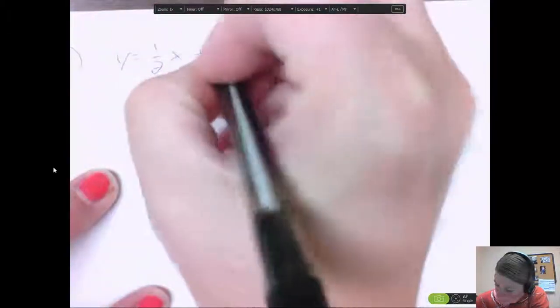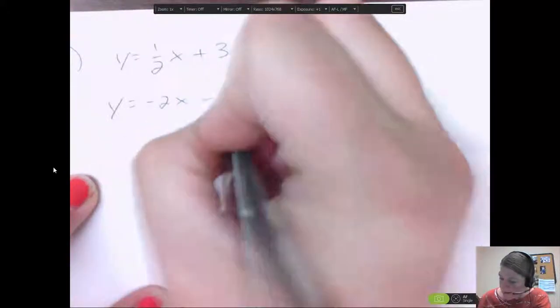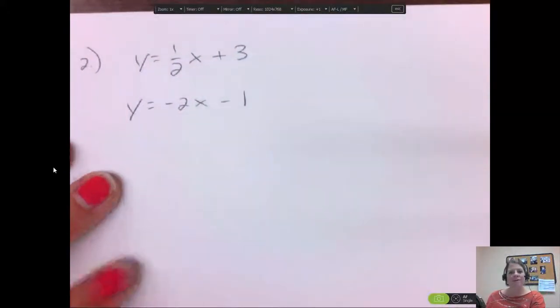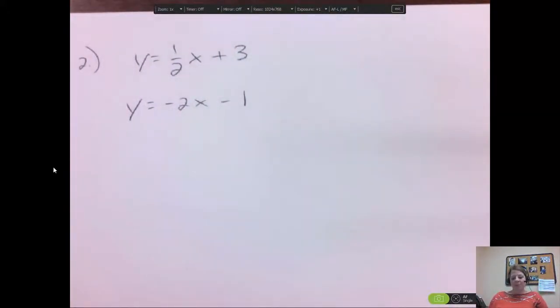So let's look at a couple of lines. What if I have y equals 1/2 x plus 3, and I have y equals negative 2x minus 1? So look at those two equations. Are they parallel, perpendicular, or neither?